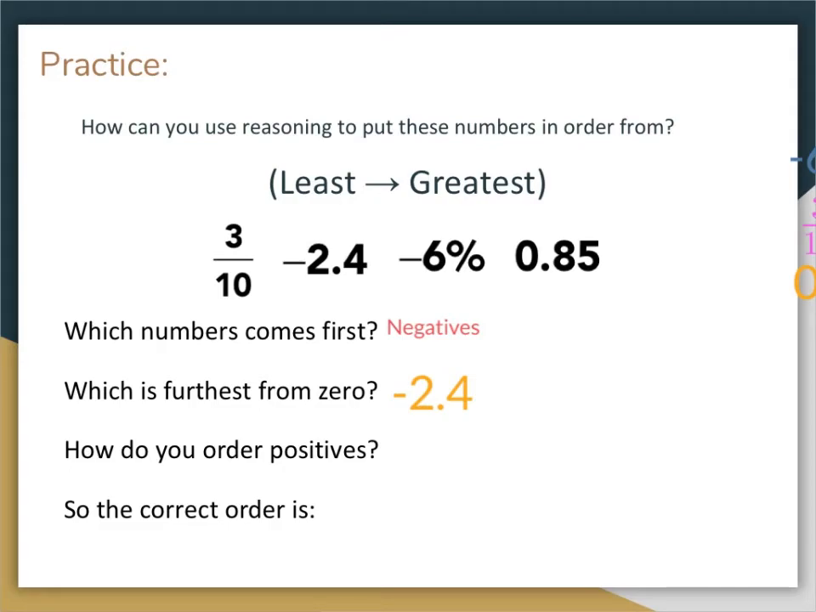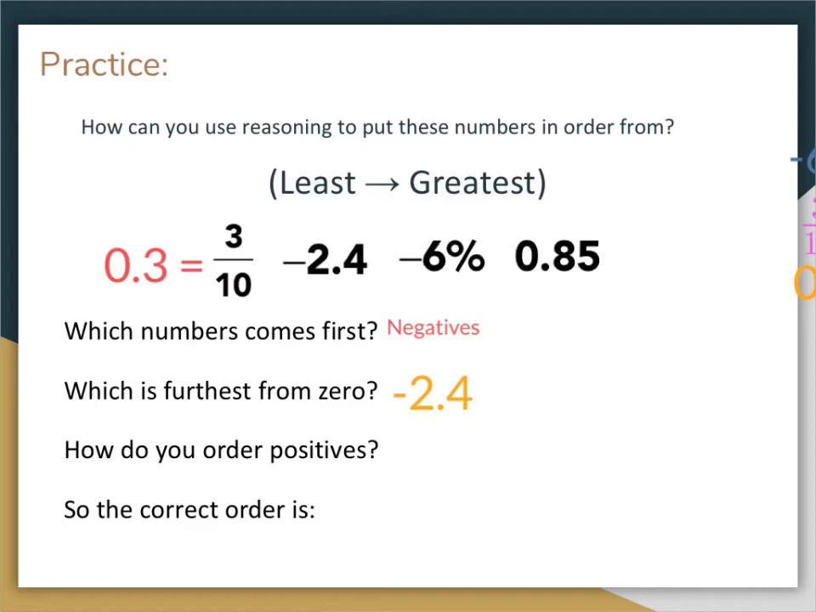Well, I've got 3/10 and 0.85. So hopefully 3/10 works out evenly enough that we know that 3/10 is equal to 0.3. I know that that looks like 3/10. So if I know that one's 0.3 and the other one's 0.85, I know the 0.85 is going to be much larger than the 0.3.